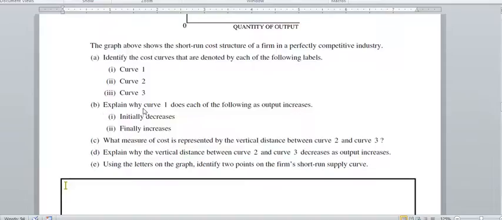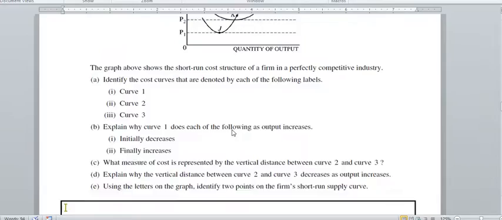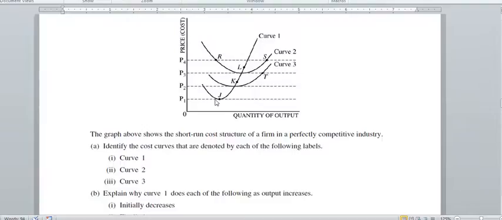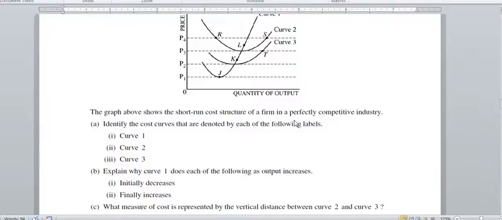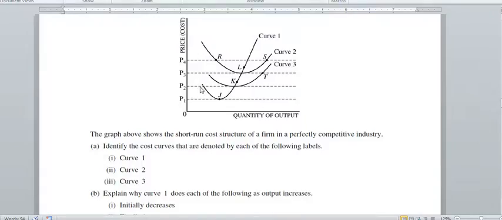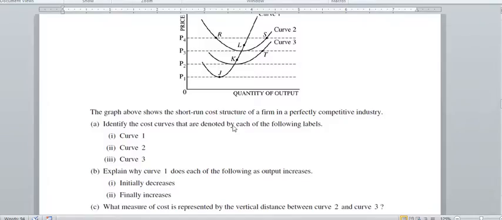For part B, it's saying explain why curve 1 initially goes down and then goes up. So curve 1 is going to initially decrease in terms of the price or cost, and then it's going to go up most of its life. It is upward sloping. So what's going on here? And I believe the chapter does a pretty good job, and also the Khan Academy videos explain this very well, so you should have no problem there.